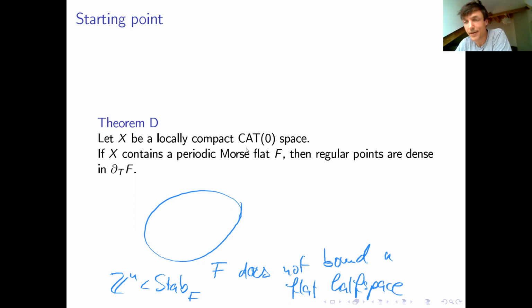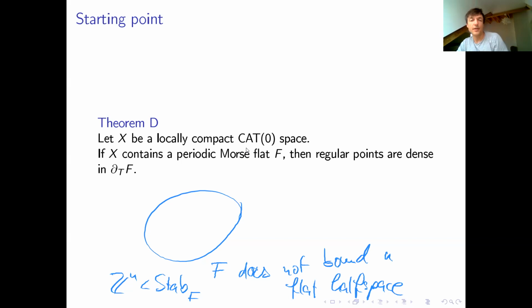And once you have that, then the Tits boundary contains regular points, and it's actually much stronger. We already know that the Tits boundary of this flat is a round sphere, and this round sphere will actually resemble what you expect, namely a Coxeter complex up to things of lower dimension.